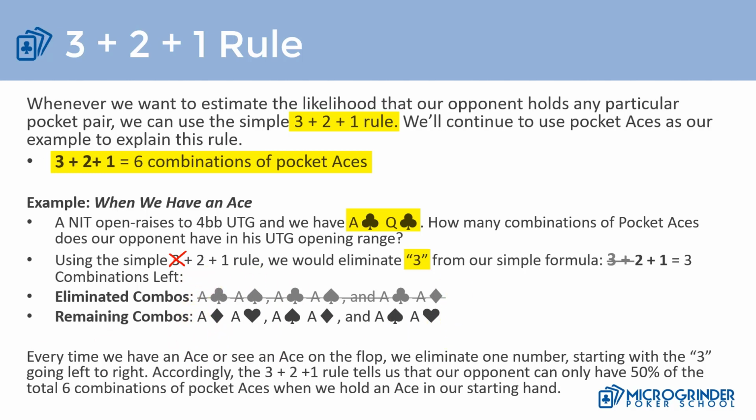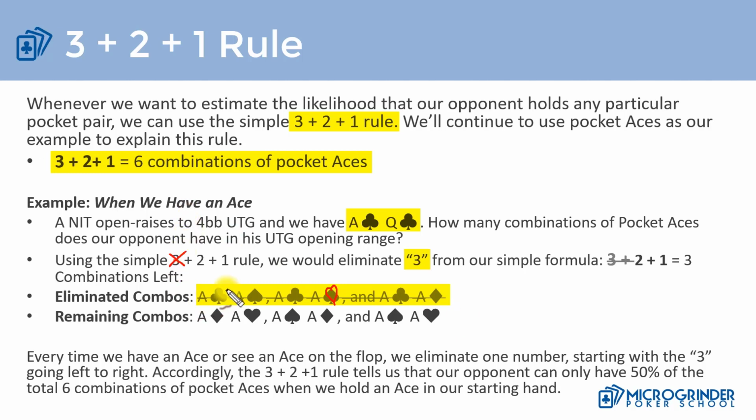What we have done is any combo that has the ace of clubs, we've eliminated. So ace of clubs, ace of spades; ace of clubs, ace of diamonds; and ace of clubs, ace of hearts. Let's actually try to draw a heart in here, because that is a bit of a typo. Those 3 combinations, we've removed them because our opponent can't have those combinations, but there's 3 left.